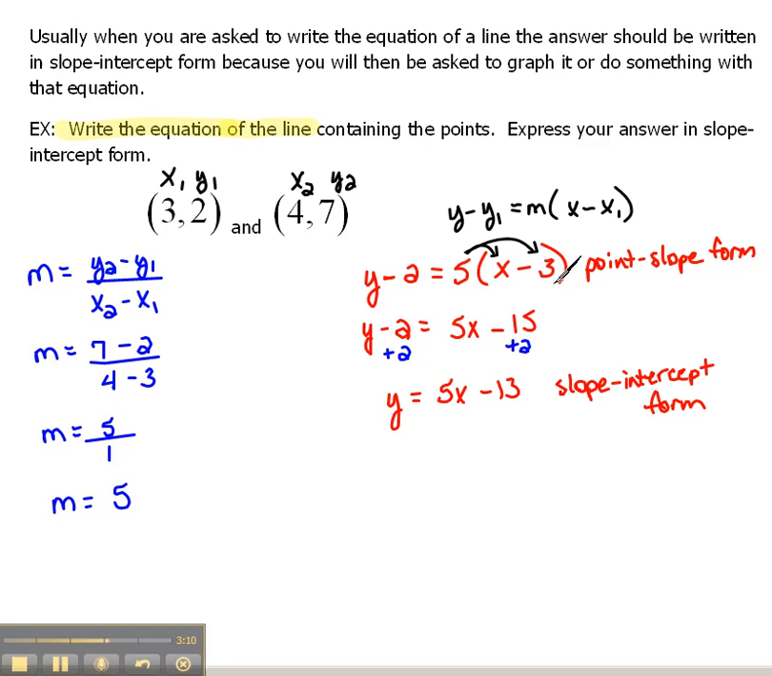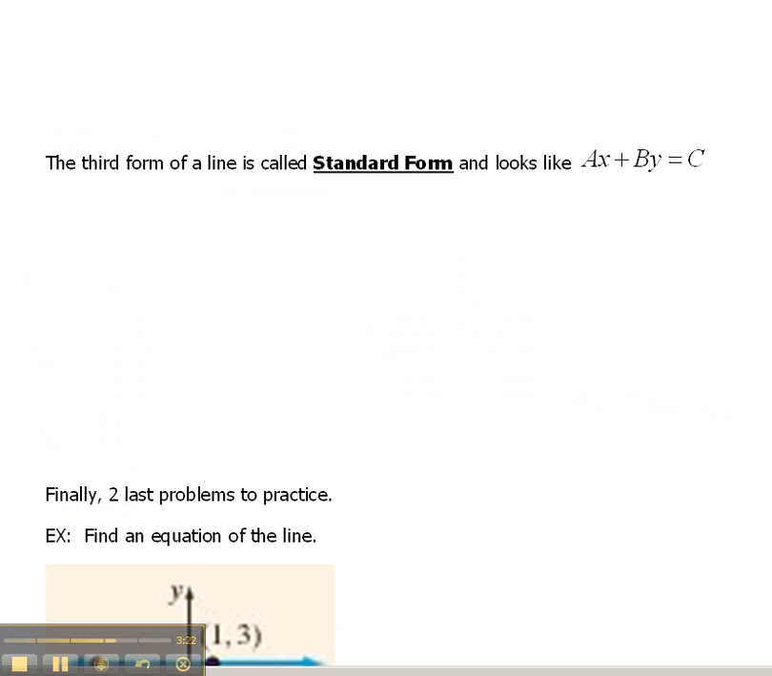But I hope that you understand that we write equations using point slope, and then we solve that for y to turn it into slope-intercept form. Now, even further than that, the third form of the line is called standard form, and it looks like this: ax plus by equals c. This is a lot of times the way that they present lines to you and say graph this.